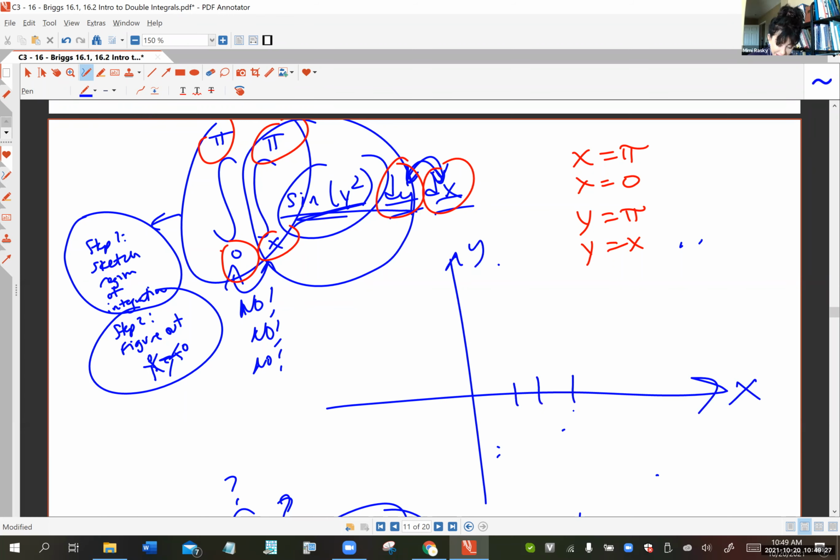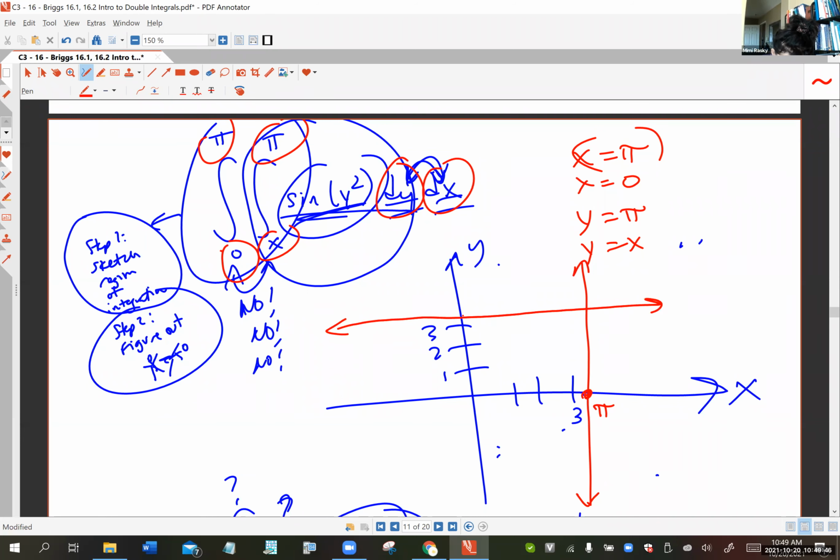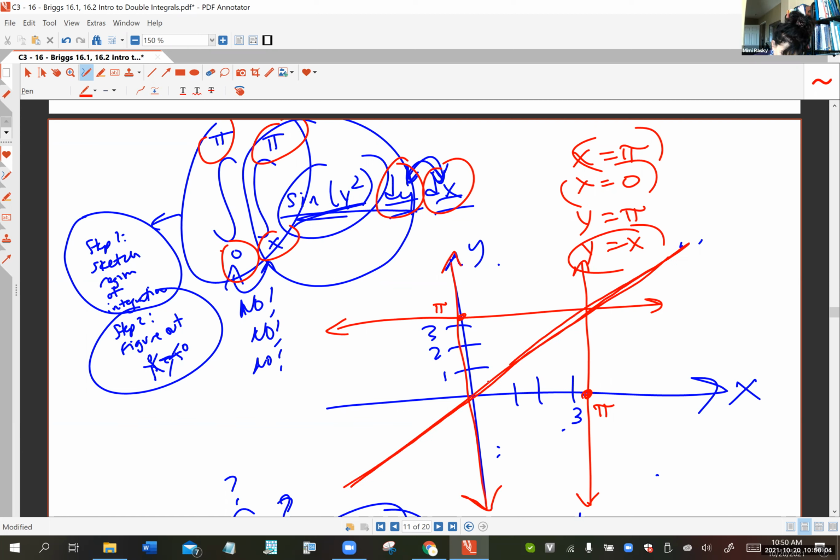Now, pi is a number that's a little bigger than 3, so I'm just going to kind of ramp this up. It's like 3.14, so we just want to make sure. So x equals pi is going to be a vertical line that intersects the x-axis at pi, fine. Y equals pi is a horizontal line intersecting the y-axis at pi, fine. X equals 0 is a vertical line on top of the y-axis. And then y equals x, okay, that's a diagonal line. Woo, boy, that looks pretty terrible. Okay, that's a diagonal line right there.